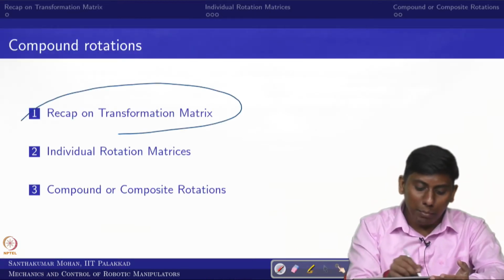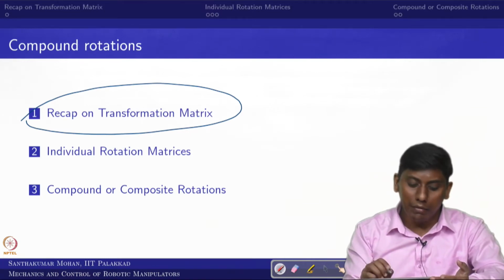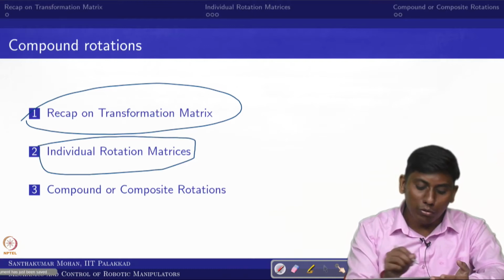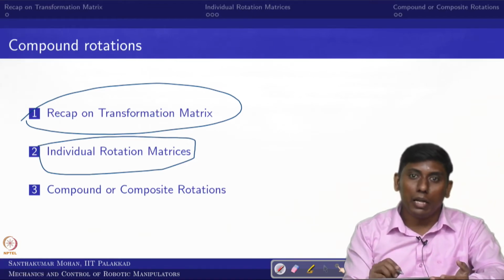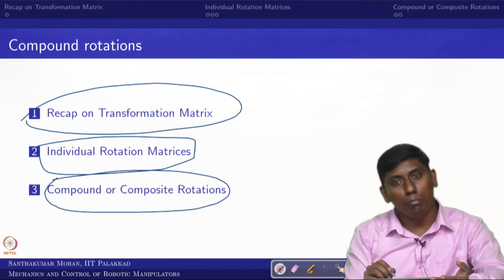We'll be recapping the transformation matrix. We'll not be seeing it in detail, but we will be giving a brief. Then we will be taking the individual rotation matrices, for example x-axis rotation, y-axis rotation and z-axis rotation. Then finally we will end up with what you call compound or composite rotation.